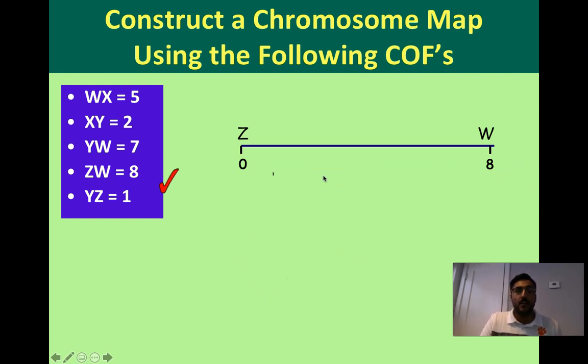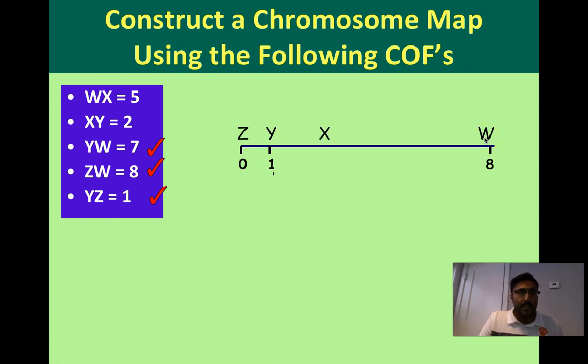Start filling things in. Well, Y and Z are only 1 map unit apart. I could put Y to the left of Z, or I could put Y to the right of Z. But I also know that Y and W are only 7 map units apart. So by putting Y to the right, that's the 8 minus the 1 from here. It makes sense that Y and W are only 7 map units apart. If I put the Y to the left of the Z, it would have been 9 map units apart between that Y and that W, and that doesn't make sense.